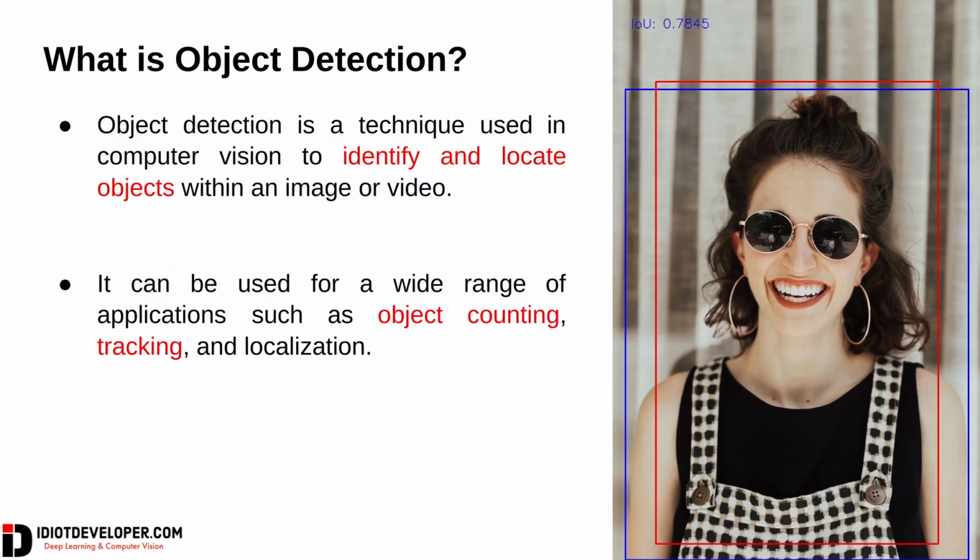So let us revise the concept of object detection. It is a technique used in computer vision to identify and locate objects within an image or a video. It can be used for a wide range of applications such as object counting, tracking, and localization.